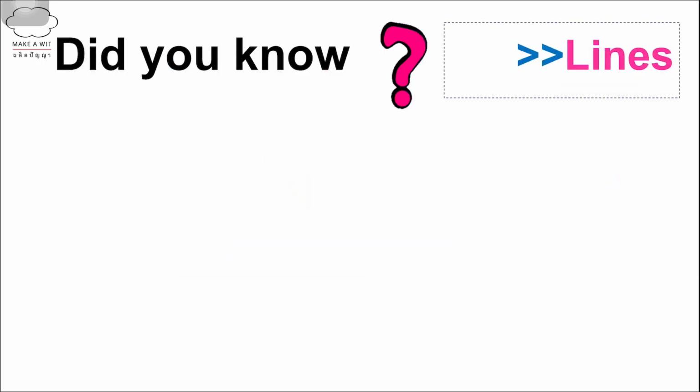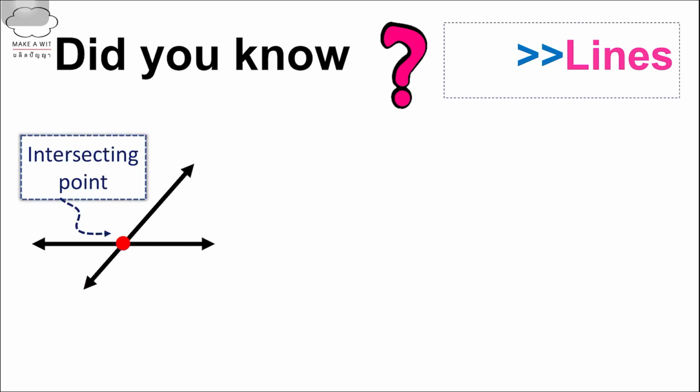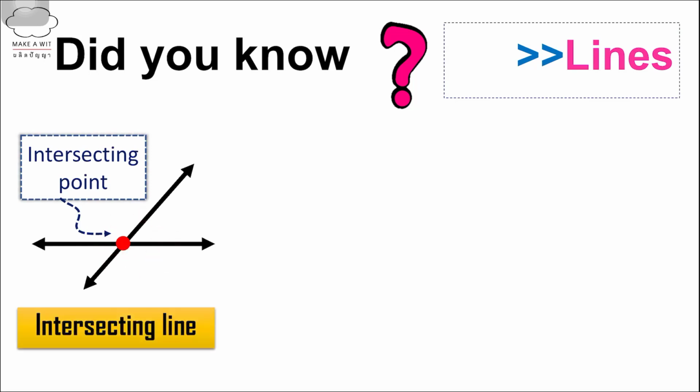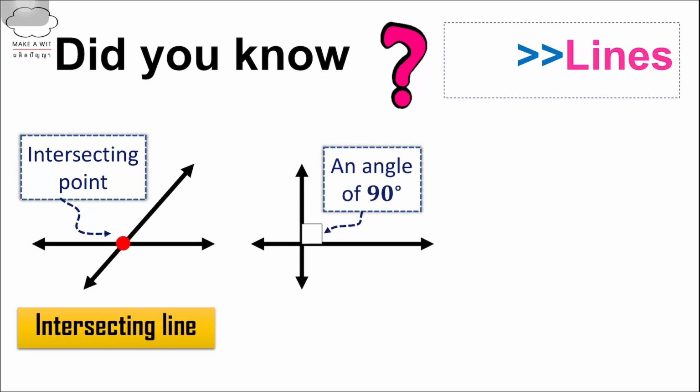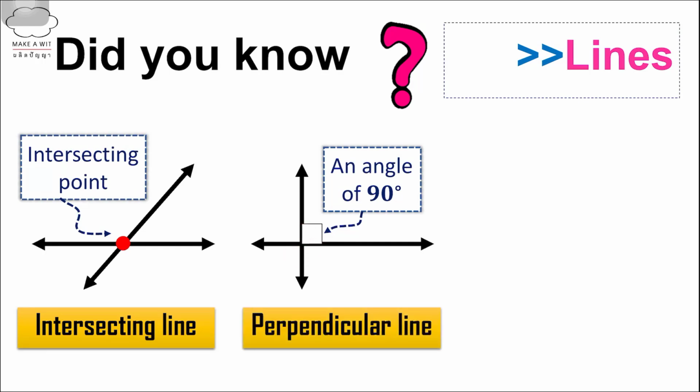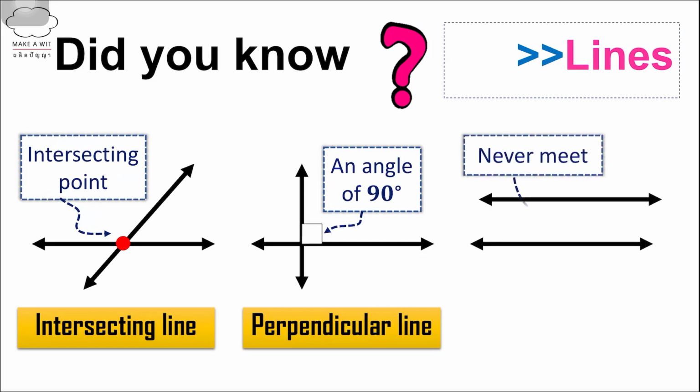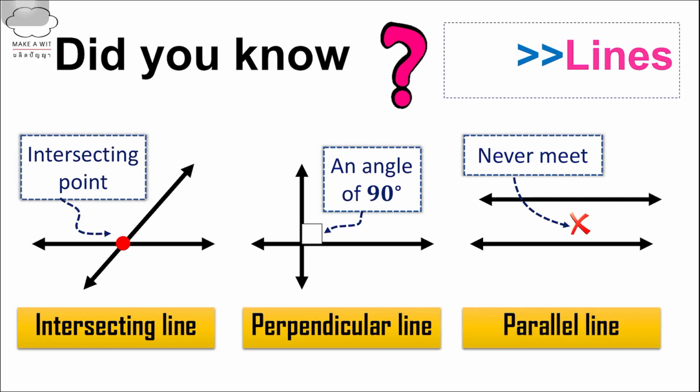Now, did you know more about lines? This is called an intersecting point. When 2 lines meet each other, they create 1 intersecting point like so, and this is called intersecting lines. But if the 2 lines intersect at a 90 degree angle, so an angle of 90 degrees is created at the intersecting point here, it is called perpendicular lines. And if 2 lines never meet each other, what happens? It's called parallel lines.